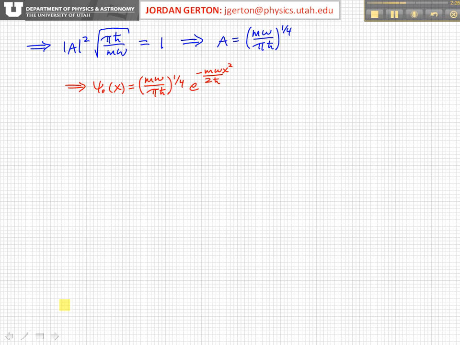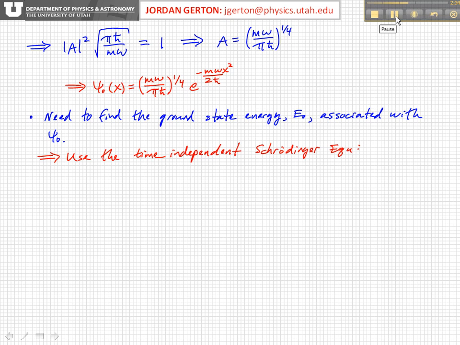Now that gives us the ground state wave function, but we still need to find the ground state energy associated with that wave function. To find the energy E naught associated with the ground state wave function psi naught, we just use the time independent Schrodinger equation, which, if you remember, says the Hamiltonian operator on psi naught needs to be equal to the energy of the ground state times psi naught right back.